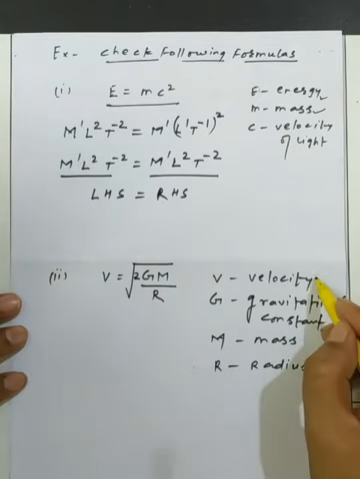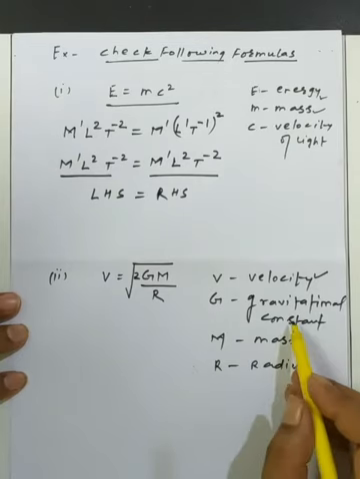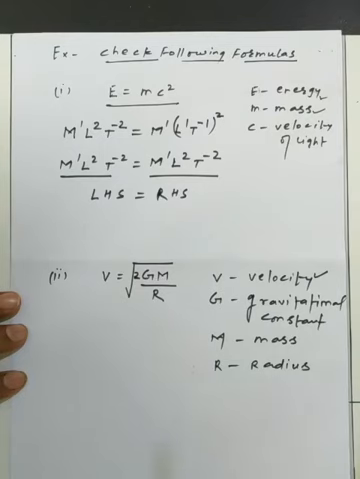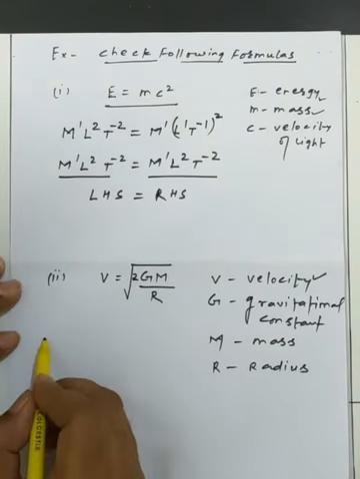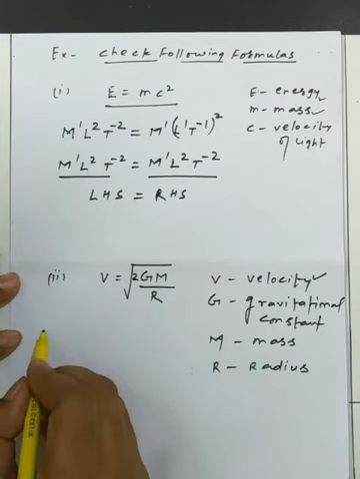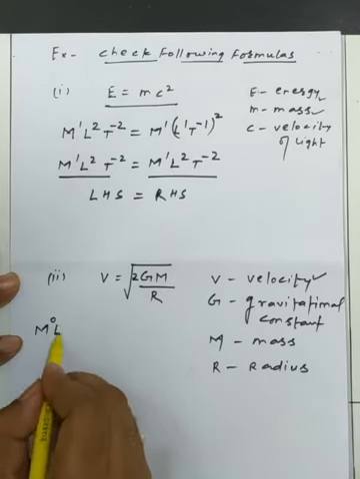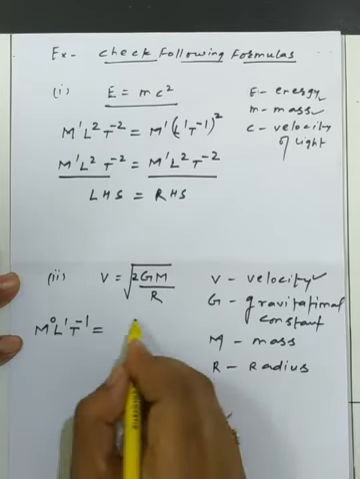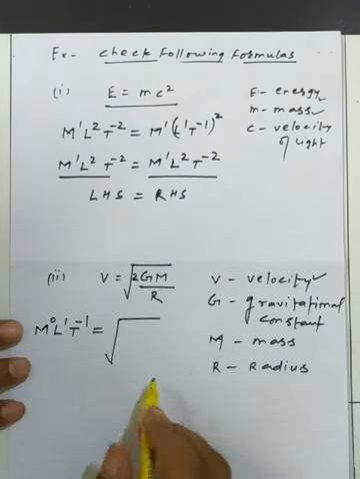The notations given in this formula: V is the velocity, G is the gravitational constant, M is the mass, and R is the radius. Now I am writing the dimensions on the left hand side and the right hand side of the given formula. First, the velocity is M^0 L^1 T^-1, and do not be afraid of the numerical value; there is no role of the numerical value.